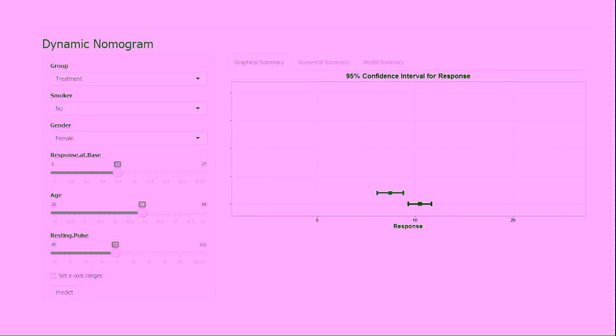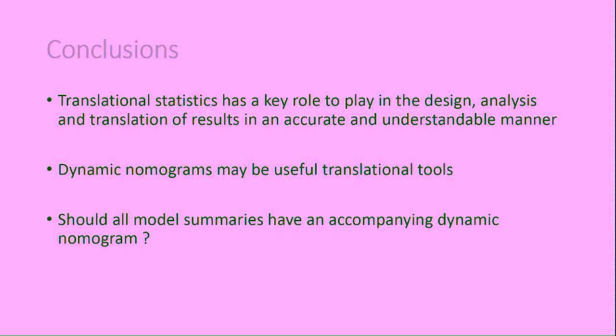There's also the idea of translation, where you could look at modifiable risk factors, and people have fun seeing things like, oh, if I gave up smoking, that could be the equivalent of 10 years of age, whatever. You can interact with the model. So we think translational statistics has a key role to play, and I think dynamic nomograms are a useful translational tool.